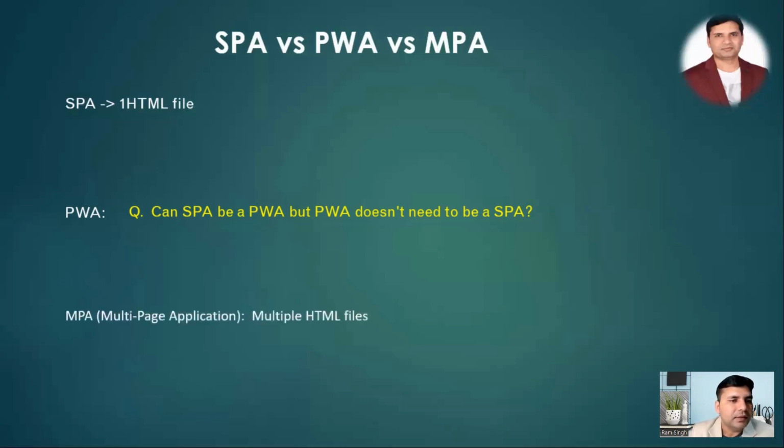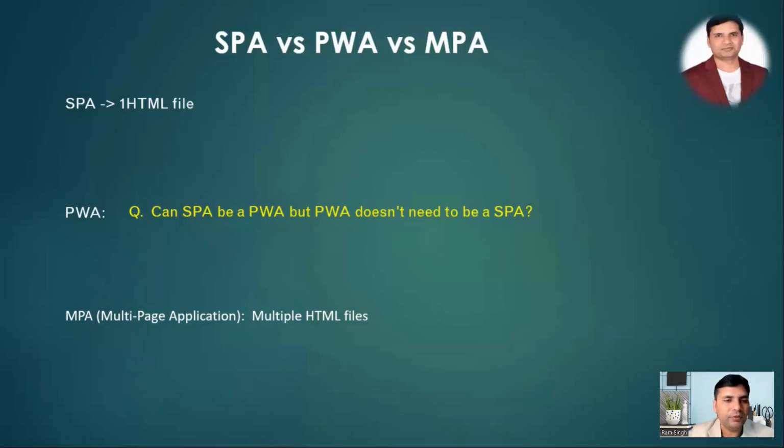Okay. Next thing I want to talk about is the MPA. MPA is your multiple page application where you have multiple HTML files. So whenever you are going to any other page, your application will load again the HTML file plus all the libraries which are necessary for your page. All those things will get downloaded every time you go to a new page, right? So this is the main difference here, SPA, PWA versus MPA.